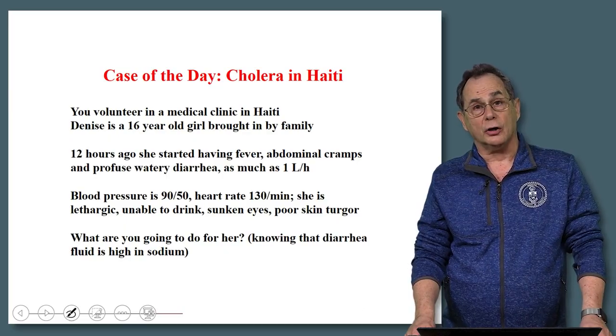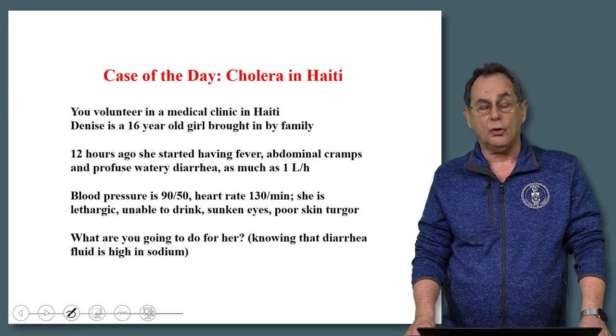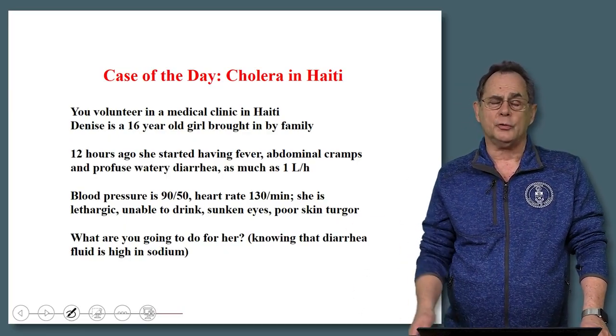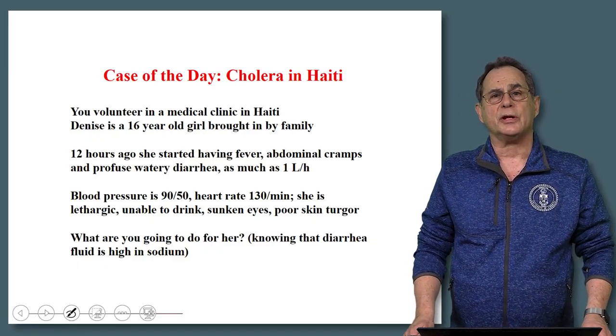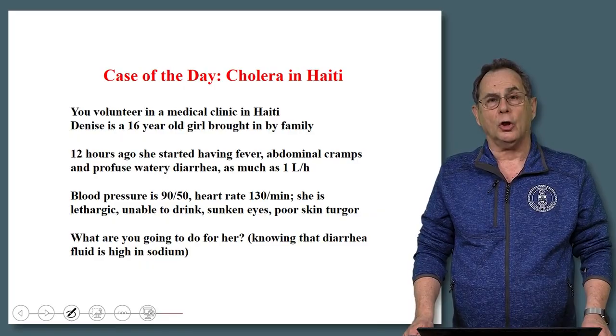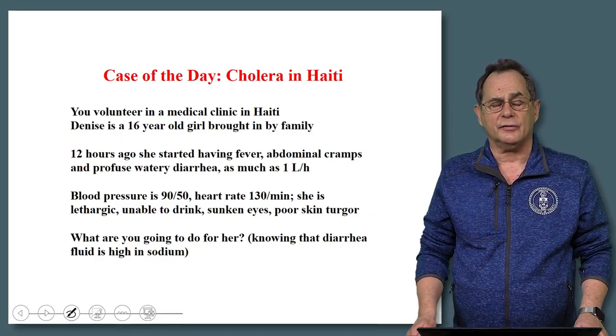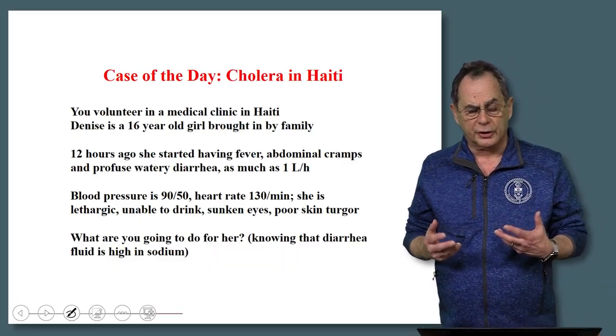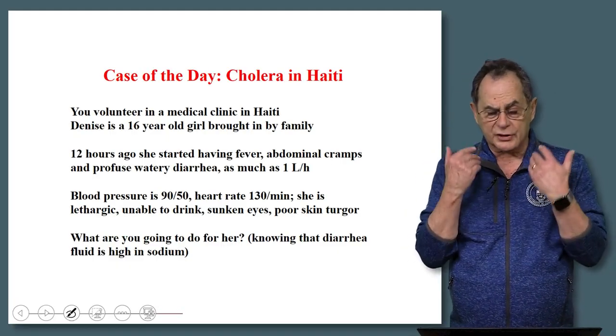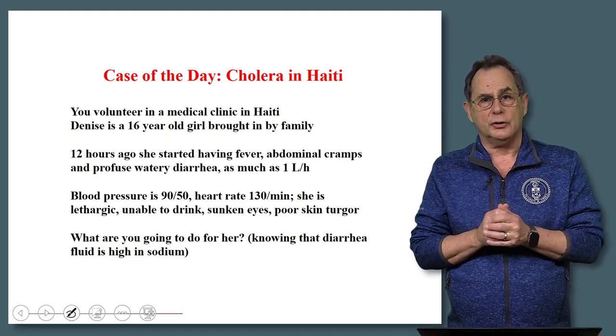When you saw her, her blood pressure was 90/50. A normal value would be 130/80. Her heart rate was 130 beats per minute. Normal heart rate in a typical resting individual would be 70 to 80 beats per minute. She was very lethargic, unable to drink. Her eyes were sunken. She had poor tissue turgor.